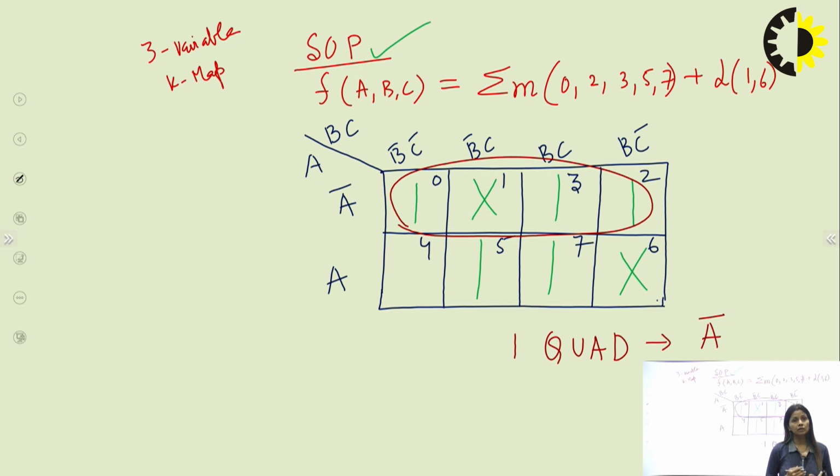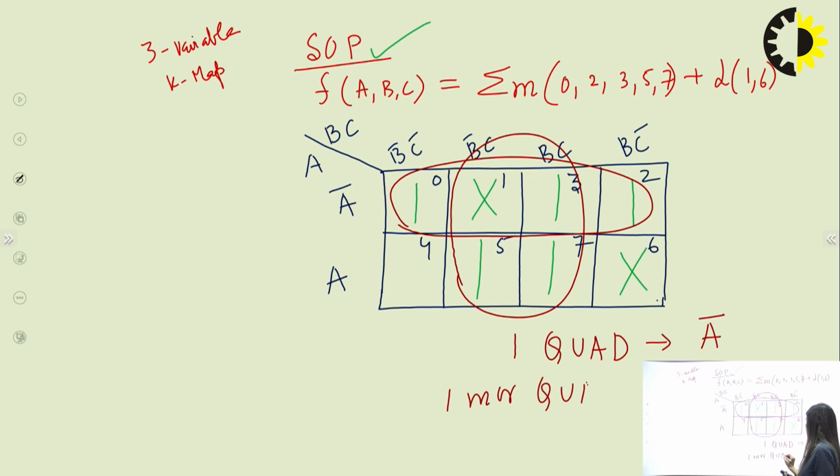Now again, your search will be to see if any other quad is available. If it is available, then you just need to cover those ones. Now 2 ones are left. If I select this quad, you need not worry about the crosses. If any crosses are left, you just cover these 2 ones. So one more quad is available, and that is for all these covered crosses and ones.